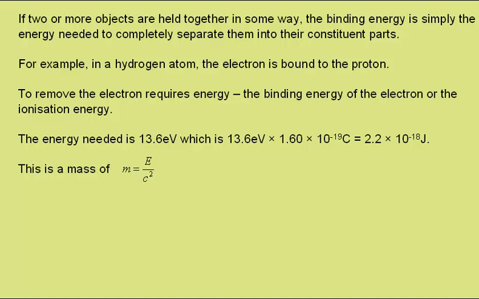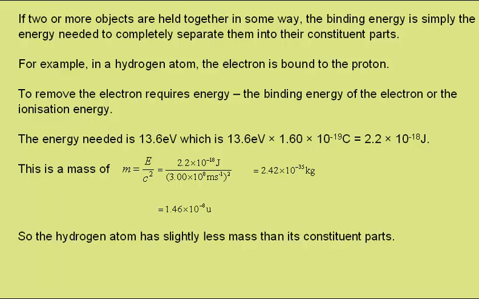This gives a mass from m equals E over c squared. Putting in the numbers, a mass of 2.42 times 10 to the minus 35 kilograms. This is 1.46 times 10 to the minus 8 atomic mass units. So the hydrogen atom has slightly less mass than its constituent parts.